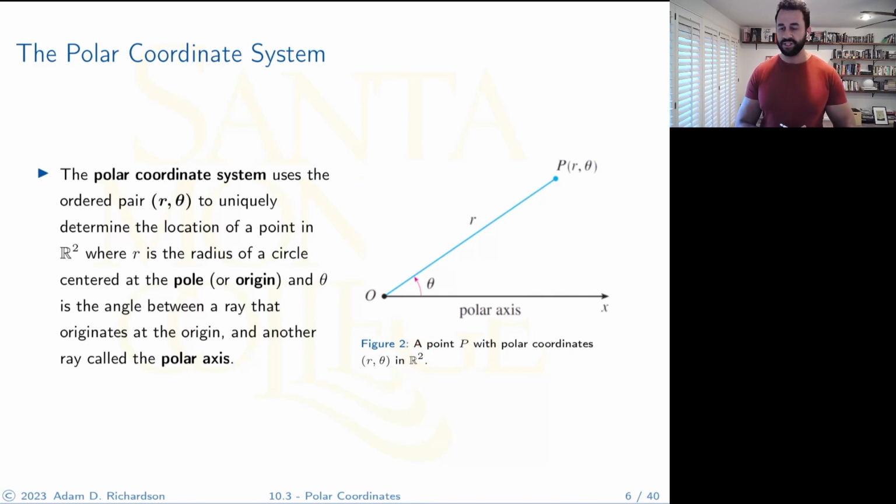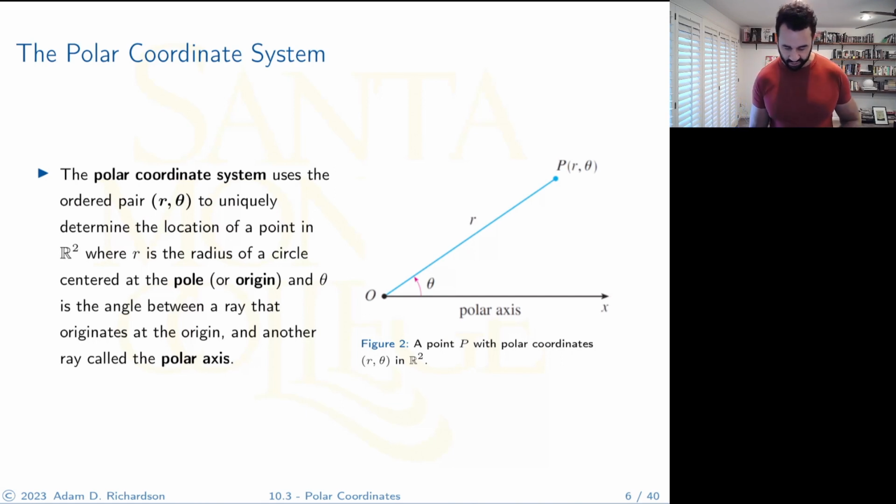So all of our attention is still focused on the plane, except now it's not going to be the XY plane anymore because we're not going to use x and y to describe points. We're going to use r and theta. So in the polar coordinate system, our ordered pair is actually r and theta. And this uniquely determines any point in the plane. And here's how we set it all up.